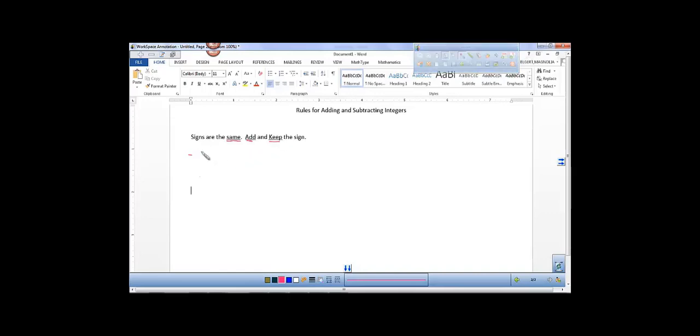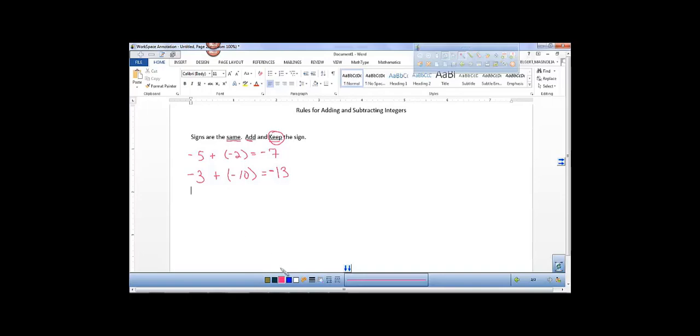So if I have -5 plus -2, they are both negative, so I add, it's 7, and if I keep the sign, it's -7. So -3 plus -10. They're both negative, so I add and I get 13, and I keep the sign, so it's -13.